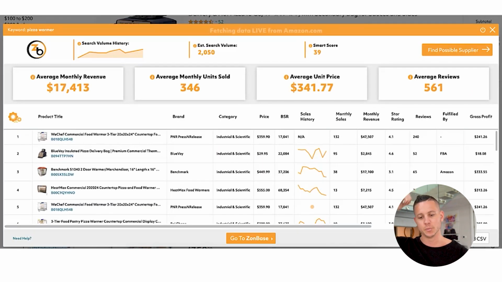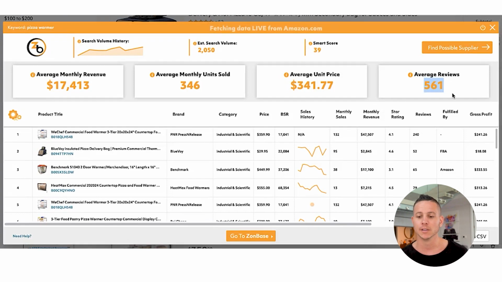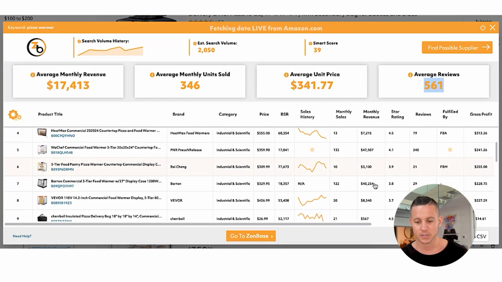And so when we jump back to this first product, we can see some much more important numbers related to Pizza Warmer, right? We can see that the average monthly revenue is over 17,000, which is good. I like to look for products that have over $10,000 a month. Assuming a 20 to 25% conservative profit margin, I wanna make sure that it's worth my time, right? We can see that the average reviews are a little high, but there are some that are actually pretty advantageous. This product does over 17K a month with only 65 reviews. This one does 40K a month with only 29 reviews.